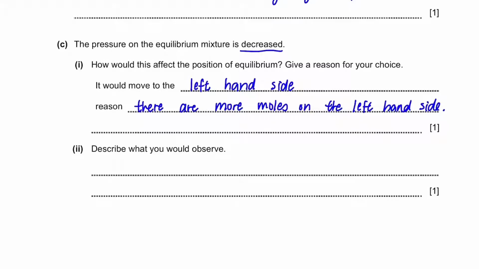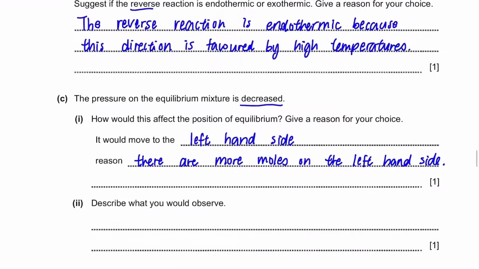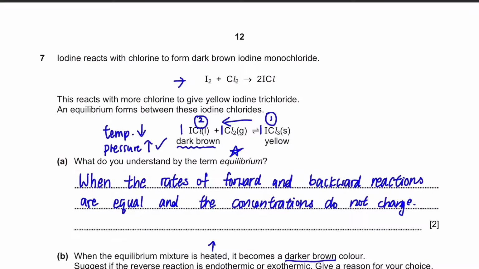Part 2. Describe what you would observe. Since the equilibrium has moved to the left-hand side, there will be a change in its color. The color will turn to darker brown because ICl is dark brown in color.